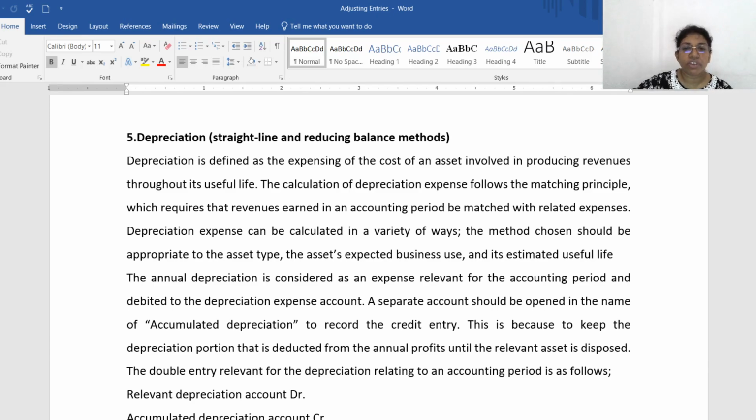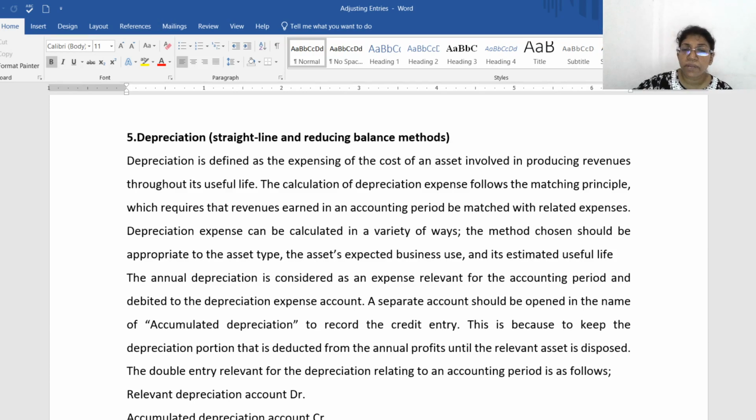The calculation of depreciation expenses follows the matching principle, which requires that the revenue earned in an accounting period should be matched with the related expenses. Depreciation expense can be calculated in a variety of ways and the method must be selected based on the asset type, the asset's expected business use, and its estimated useful life. The annual depreciation is considered as an expense for the accounting period and it has to be debited to the depreciation account.